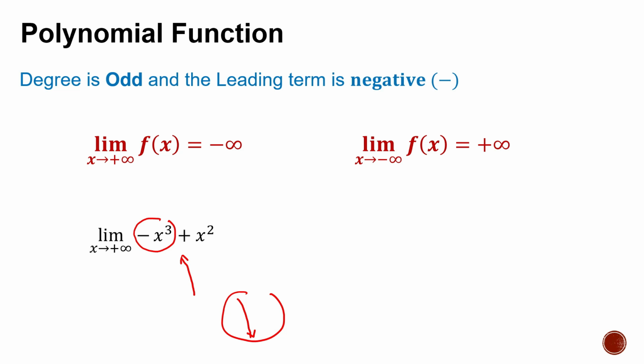Now, the limit of the function as x approaches negative infinity, on the other hand, will be positive infinity, as you can see in my illustration here. So the left end is going to the positive infinity of y. Example of that is this. So the leading term is negative 3x raised to 7 because it has the highest exponent. 7 is obviously odd and it's negative. So as x approaches negative infinity of that function, the answer will be positive infinity.